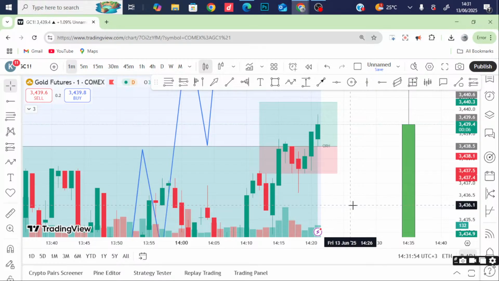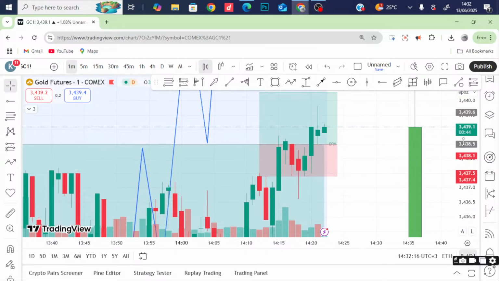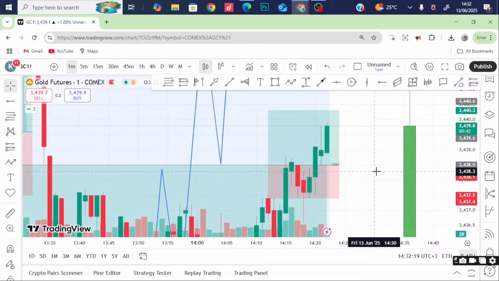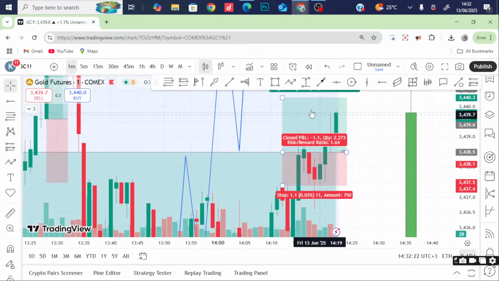We're still reducing the size of our stop loss. This is the strategy that you must understand as a trader. Push.